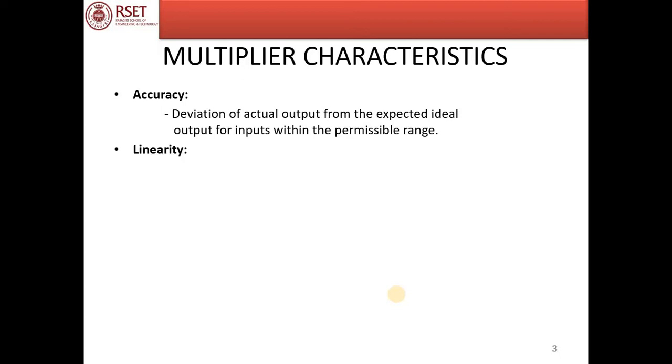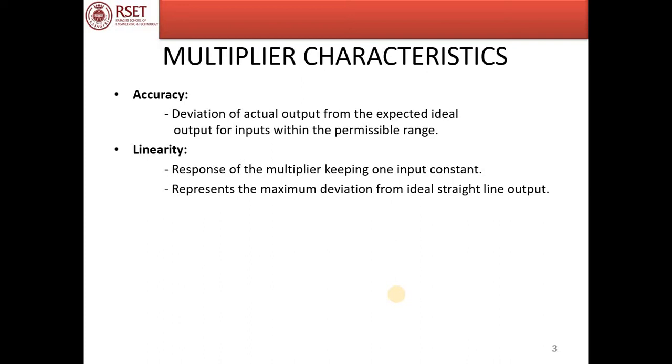Next is linearity. The term linearity comes into view when one of the inputs is a constant. That is, you keep one input to the multiplier constant and vary the other input. So when you multiply, you expect the output to be on a straight line. So how much the actual output varies from this expected straight line output is given by linearity. So we measure linearity by keeping one input constant of the multiplier, and as I said, it represents the maximum deviation of the output from what is expected, that is the straight line output.